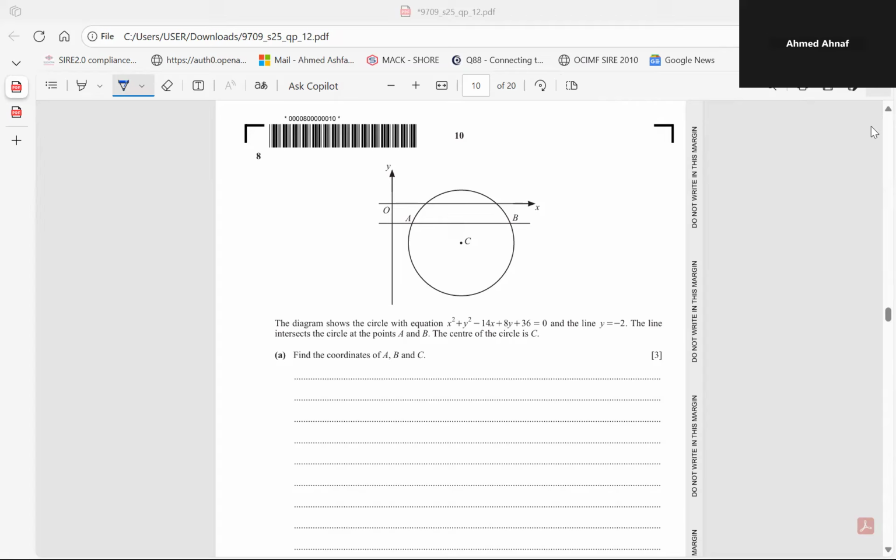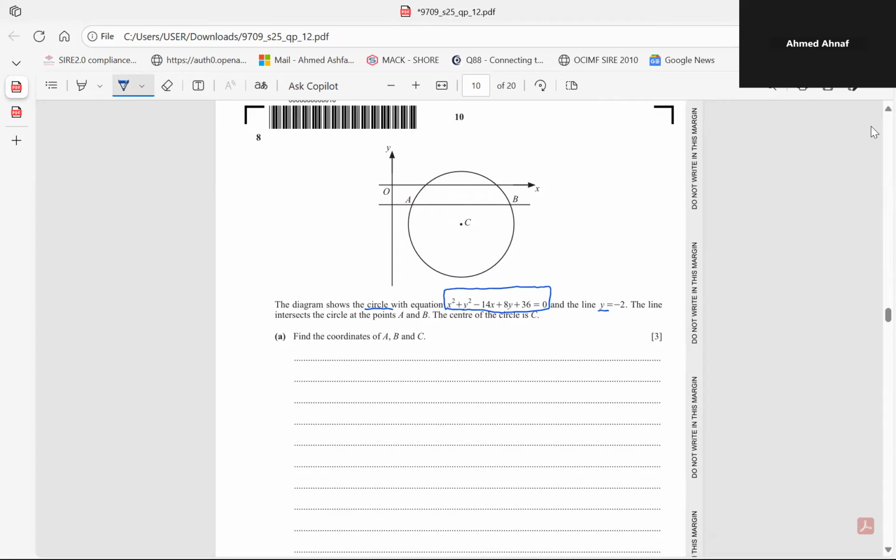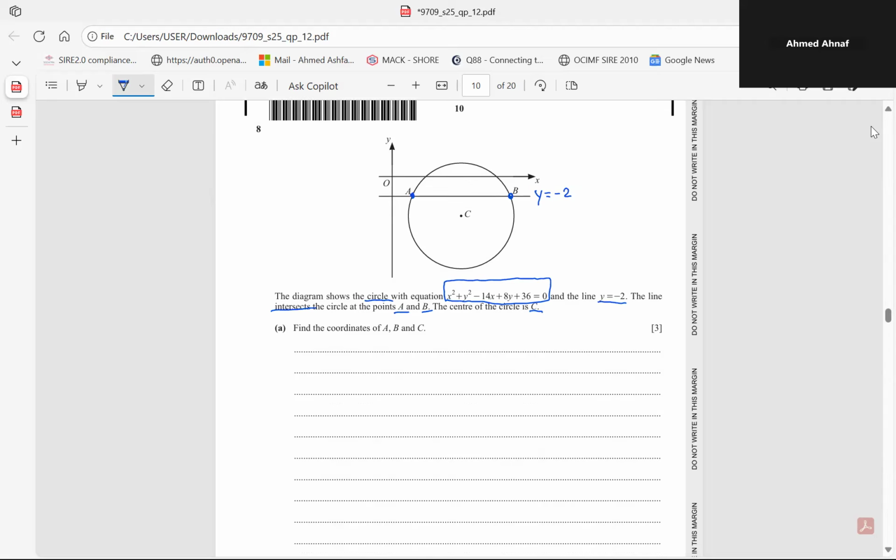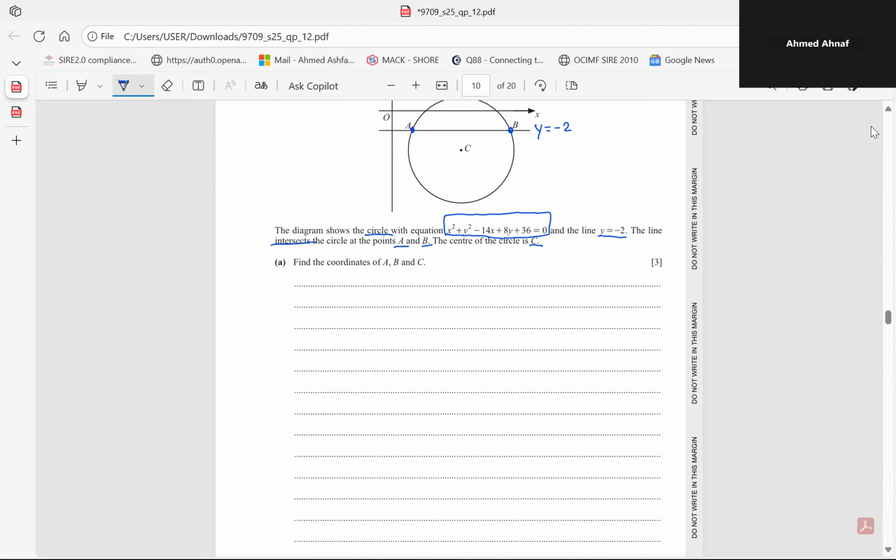All right, so in this question, we're shown a diagram with a circle that has this equation in the general form and the line y equals -2. So this is the line y equals -2, and we're shown the circle. And we're told that the line intersects the circle at the points A and B. So here we're shown A and B in the diagram, and the center of the circle is C. So for the first part, we have to find the coordinates of A, B, and C.